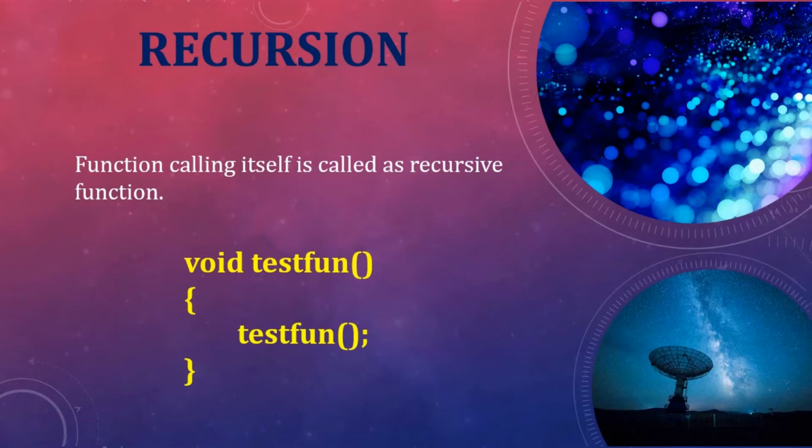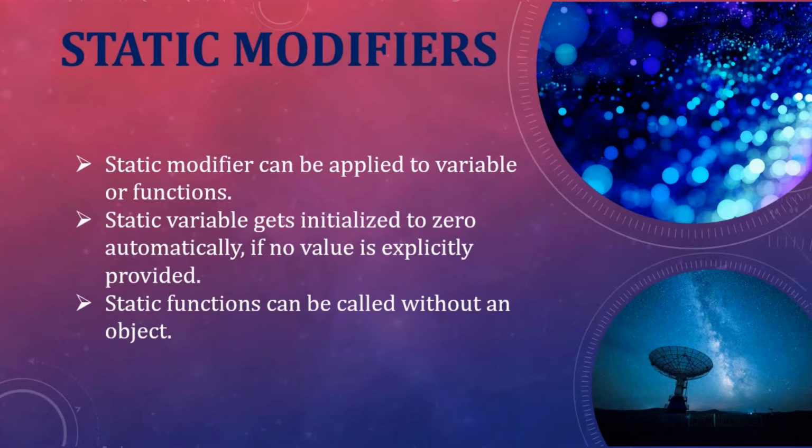So let's move on to static attributes. We have discussed this in our previous sessions. The static modifier can be applied to a variable or a function. If a variable is declared with the modifier static, that variable will get initialized to 0 if no value is explicitly mentioned. In another case, if the static modifier is applied to a function, that particular function can be called without the need of an object, right? So this is about your static modifier.